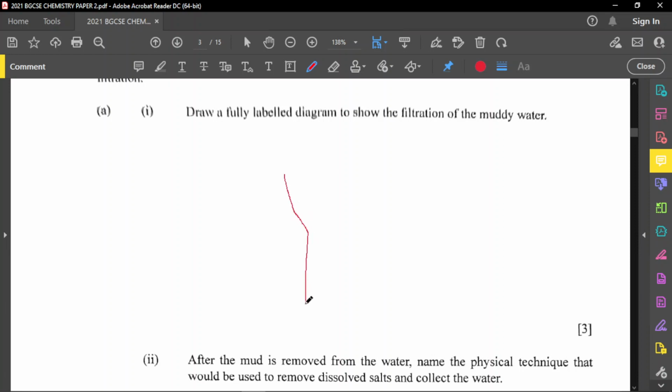So that will be part of our funnel right there. We're going to have the next part of the funnel. Mine will not look as nice as yours. You're going to spend some time and ensure that your diagram looks nice. I'm just going to sketch something real quick. So that's my funnel, and you have a flask. Normally, it's a conical flask. It's better to draw a conical flask.